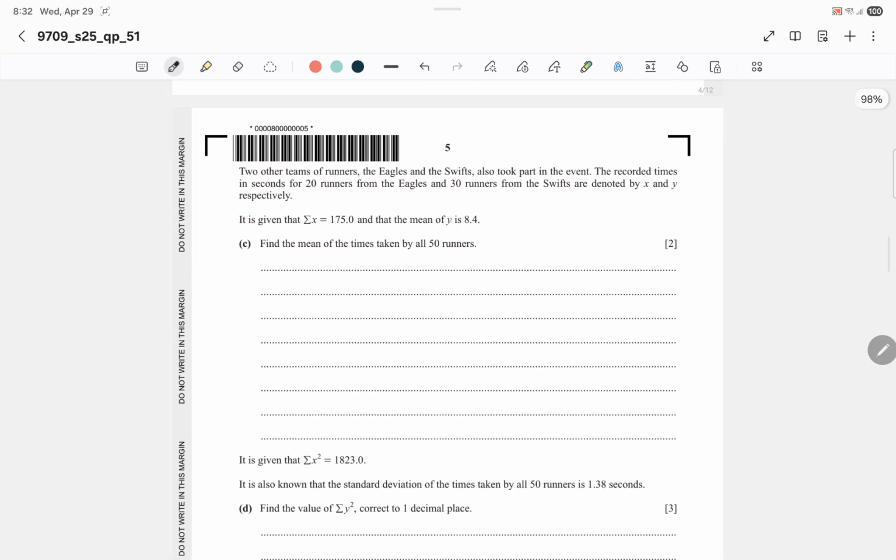Next up, two other teams of runners, the Eagles and the Swifts, also took part in the event. The recording times in seconds for 20 runners from the Eagles and 30 runners from the Swifts are denoted by X and Y. Given that summation of X is this, summation of Y is this. Find the mean. So total mean is summation of both is given, so we just add them together. Oh, actually, this part's not given yet, but we can find it out pretty soon.